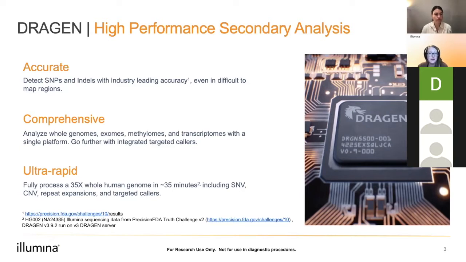And it's really fast. That's maybe what we're most well known for. You can fully process a 35x whole human genome in about 35 minutes. And that, fully processing, includes mapping and aligning, SNV calling, CNV calling, repeat expansions, as well as targeted callers. And Derek touched on this a bit, but the reason it runs so fast is that many of the core operations and algorithms are hardware accelerated and run on FPGAs, which can execute much more quickly than the same algorithm running on a CPU.